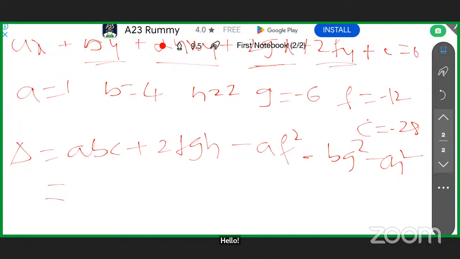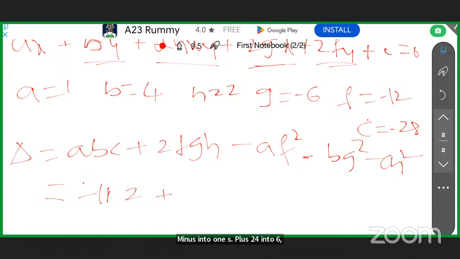Somebody tell me the value of 4 into minus 28. I myself will do, no problem. 8 4s are 32, plus 8, 112. So it is minus 112. Then 2 into minus 12 into minus 24, minus into minus becomes plus, 24 into 6. How much is 24 into 6?